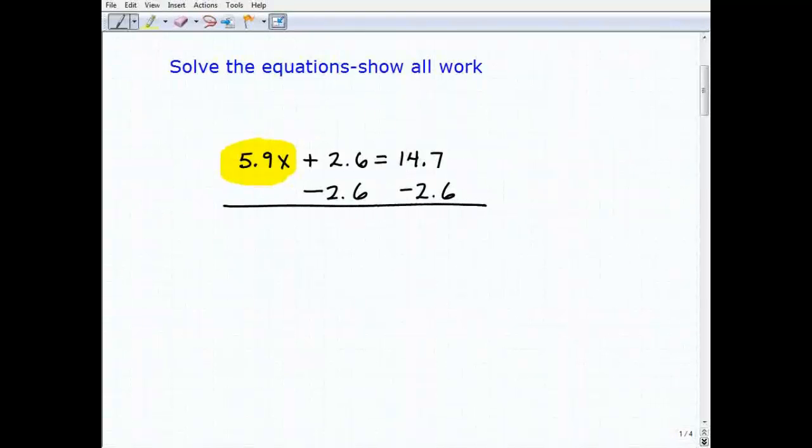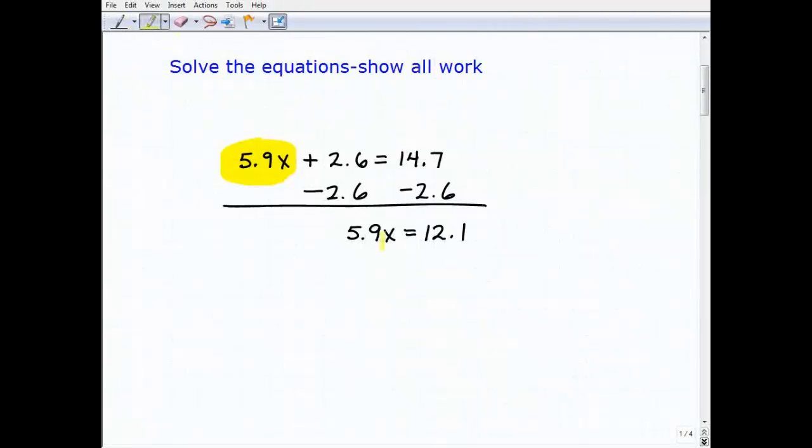Okay, so let's go ahead and have you work that out in your calculator, and I'll have mine also. So we'll have 5.9x. Our 2.6s go away, and you're going to get 14.7 minus 2.6. And that's going to be 12.1. All right, so we have 5.9x equals 12.1.